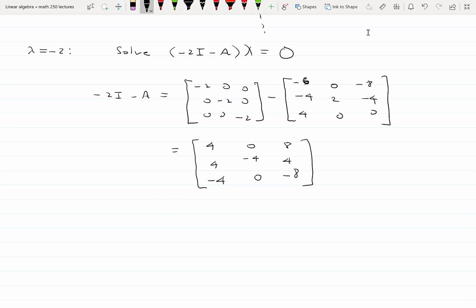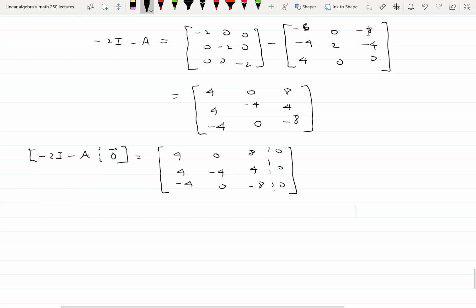I think it's okay. So here's what we do. We use the Gauss-Jordan elimination method to solve the system of equations, negative 2I minus A times x equals 0. So we augment with the 3 by 1 zero column vector: 4, 4, negative 4, 0, negative 4, 0, 8, 4, negative 8, zeros. Find the RREF.